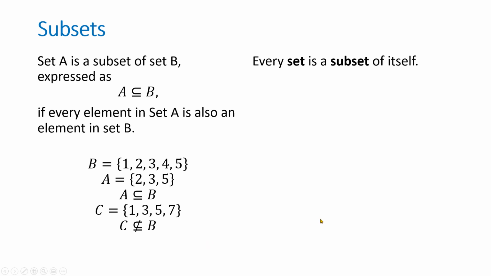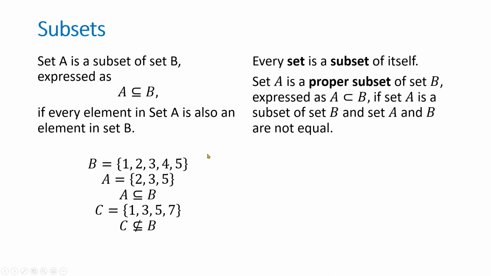A couple of rules. Every set is a subset of itself. It's because it follows the rule as defined here. Set A is a proper subset of set B, expressed like this, so we don't have the line underneath it, if set A is a subset of set B and set A and set B are not equal. What that really means then is that there are fewer elements in set A than there are in set B. Every element in set A is in set B, but set A has fewer elements.